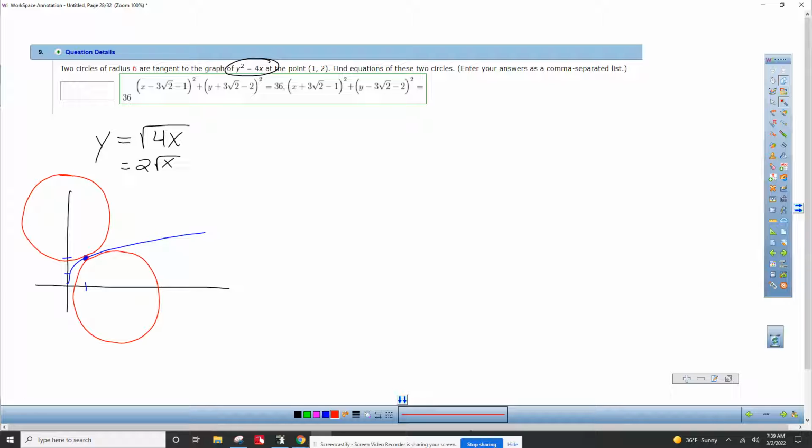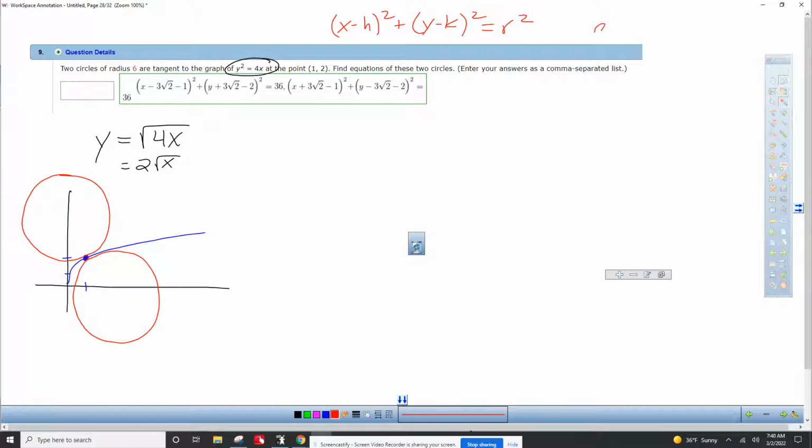Let's keep in mind that the equation of a circle is (x minus h) squared plus (y minus k) squared equals r squared, where the center is (h, k). And we're going to have two different centers. Okay, (h1, k1) will be here, (h2, k2) will be here. And we know that our r is 6, so this is going to end up being 36. So now the problem may not seem so intimidating, although it is to me.